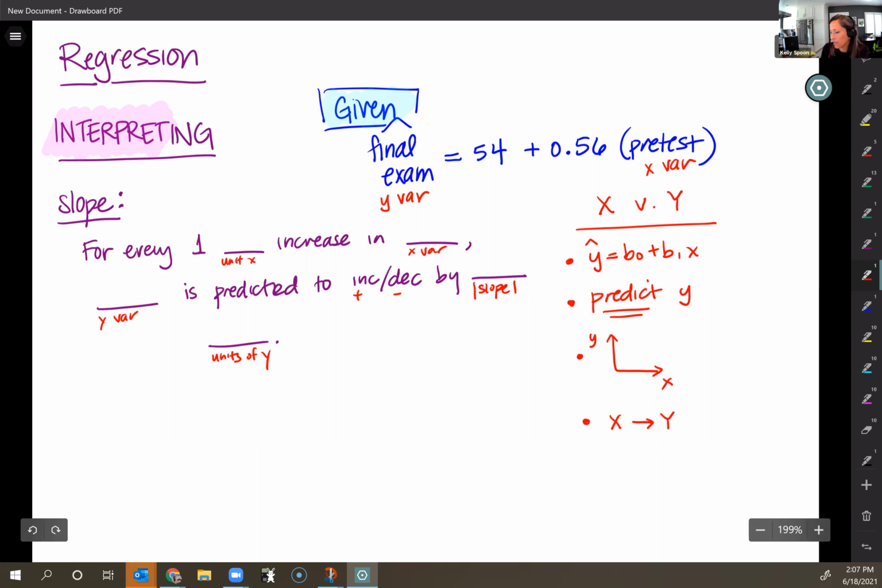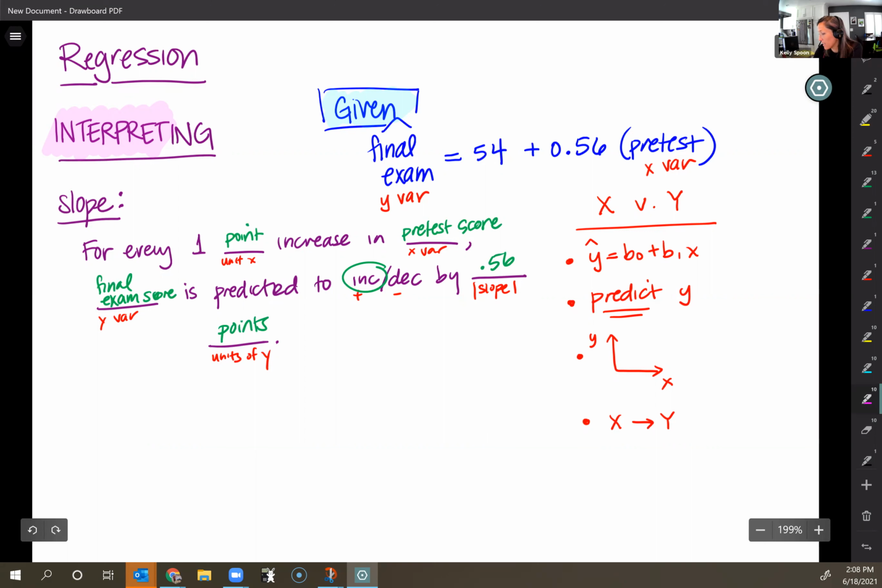This particular example is not the best, but it's stuck in my brain because it's similar to the question I'm grading right now in the AP. It's: for every 1 point increase on the pretest, they didn't give us units for this, and I guess I should have had score, our final exam score is predicted to increase by 0.56 points.